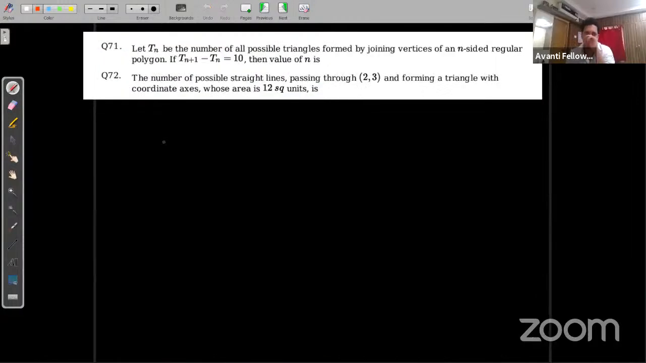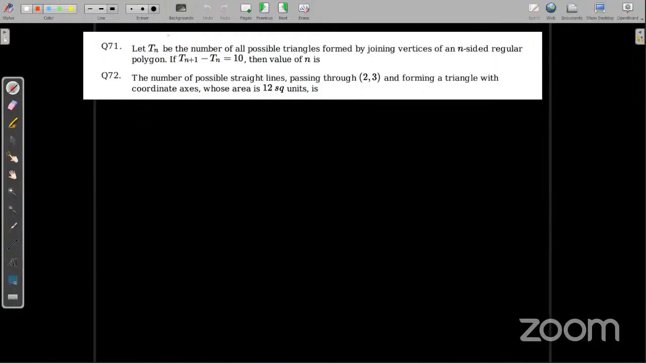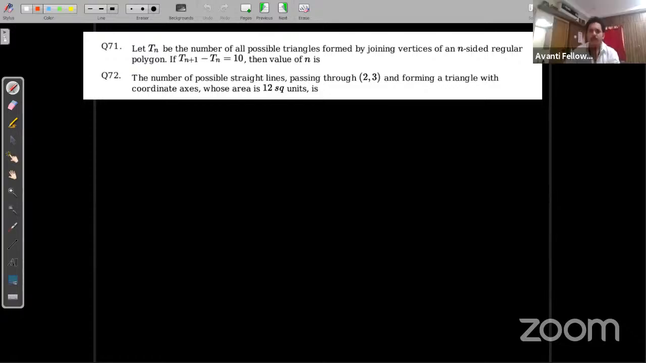Now comes the 72. So here we look at question number 72, guys. Sorry for the disturbance. What is asked is the number of possible straight lines passing through the point (2, 3).